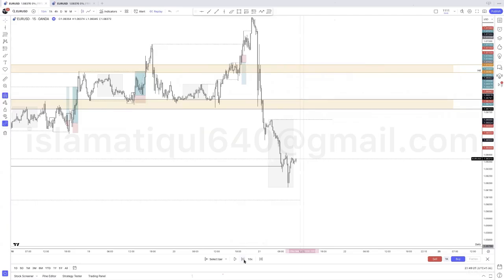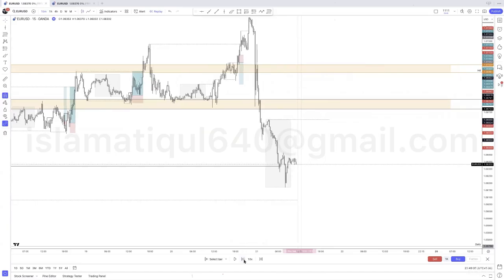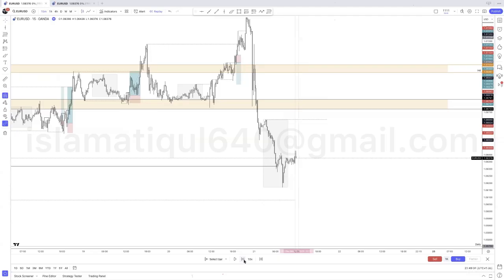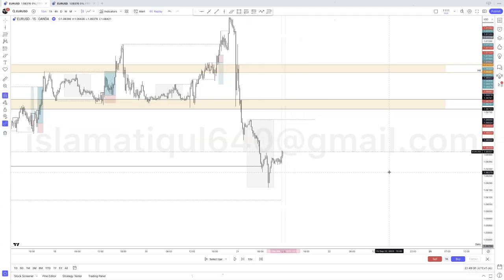Okay, so let's see. Yeah, no, buys could happen easily because see, this high is also broken. Can you see that high is also broken? So buys could happen, but it's risky, so I'm not going to place any entries.